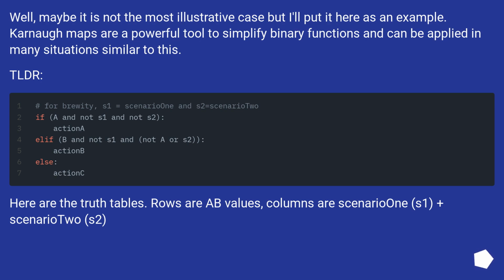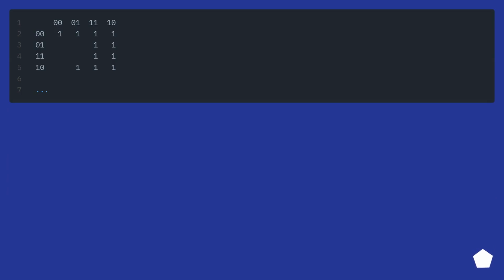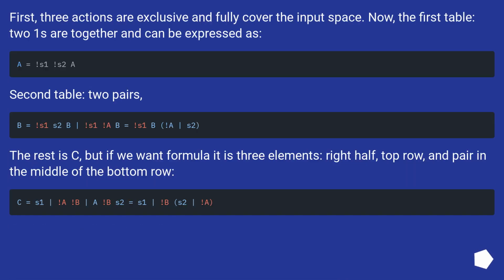Here are the truth tables. Rows are A and B values, columns are scenario one, S1, and scenario two, S2. First, the 3 actions are exclusive and fully cover the input space.